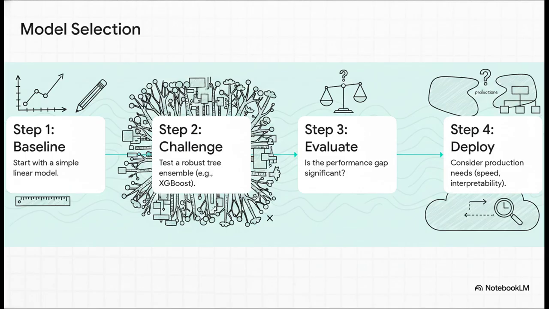Step 3, evaluate the performance gap. I mean, did the tree model totally crush your baseline? Or was it just a tiny, tiny improvement? You have to be really honest with yourself here. And finally, step 4. Think about your production needs. Do you need predictions in milliseconds? Is interpretability a non-negotiable for your boss, your stakeholders?